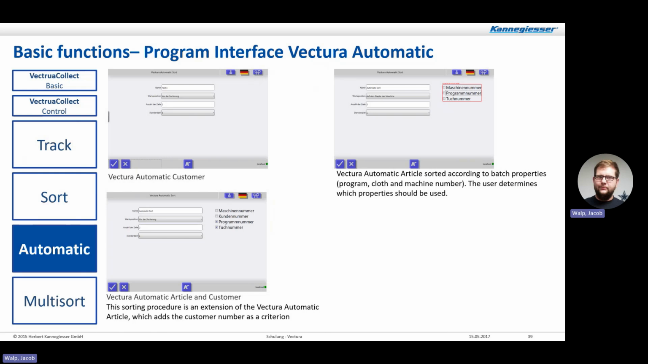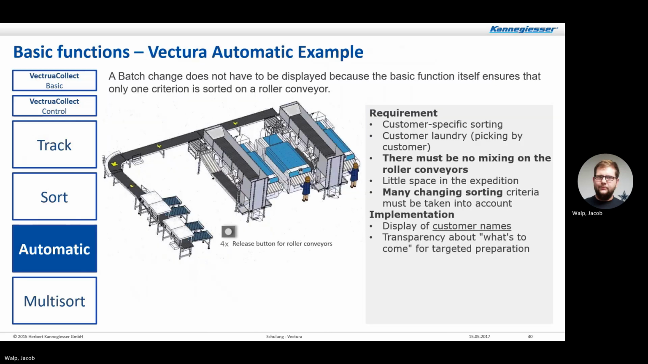So it could be machine number, program number, or item number, automatic article and customer, an extension which adds a customer number as a criterion. So you can have customer number as well as one of the things that helps sort. Batch change does not have to be displayed because the basic function itself ensures that only one criterion is sorted onto a roller conveyor. There must be no mixing on the roller conveyors. Many changing sorting criteria must be taken into account.